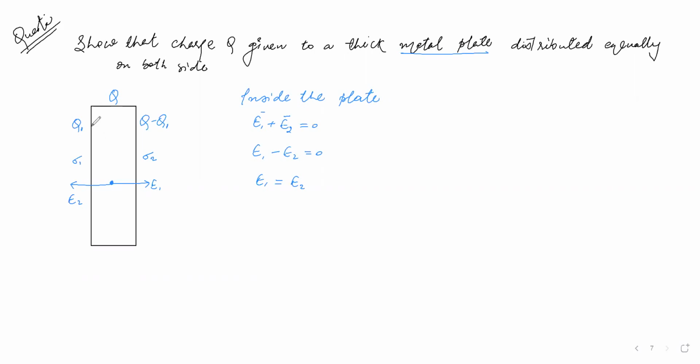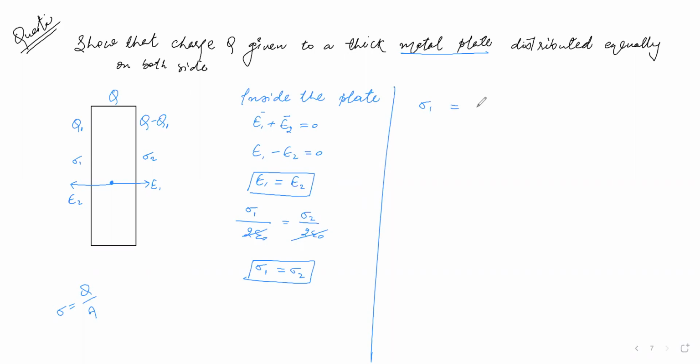Due to a plane sheet, we know the value of electric field is sigma 1 over 2 epsilon naught. And similarly for this, sigma 2 over 2 epsilon naught. Both will cancel, and we get density 1 is equal to density 2. Hence the density on both sides is the same. For density we already know it is charge over area, and sigma 1 is equal to sigma 2.